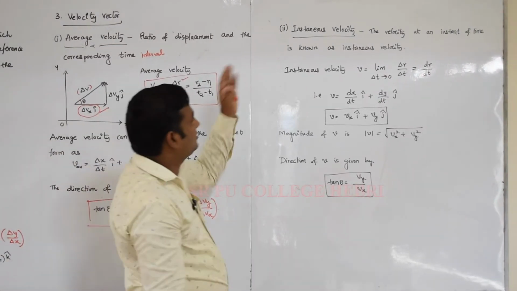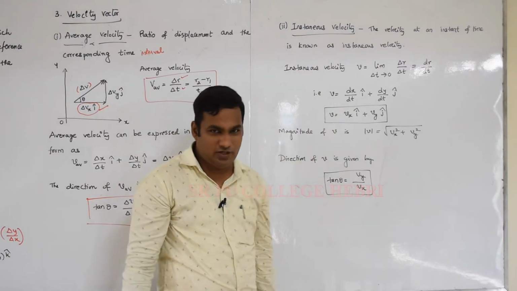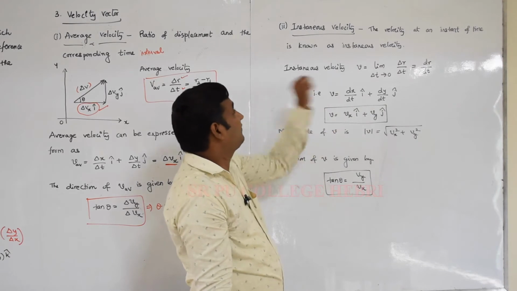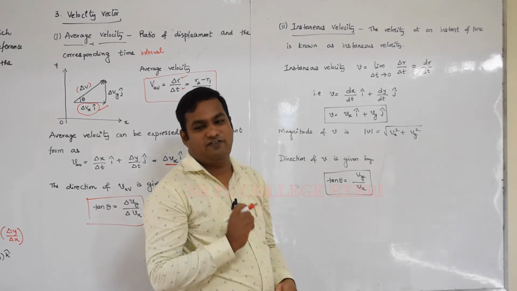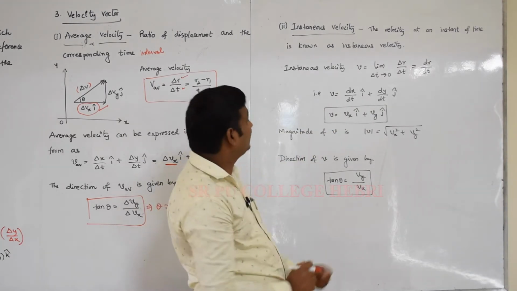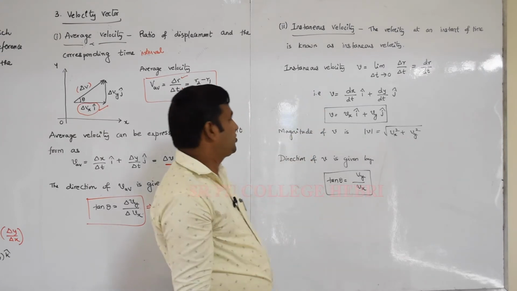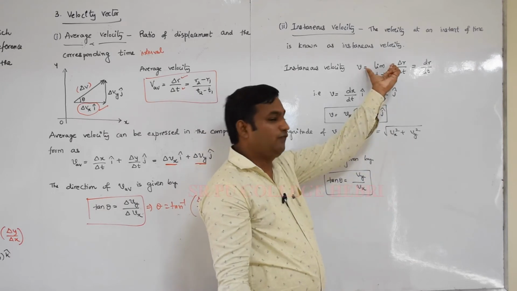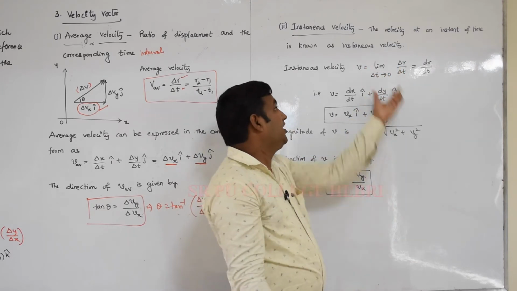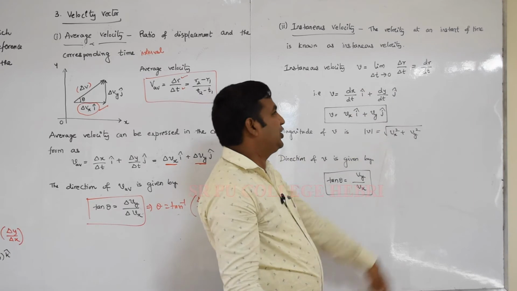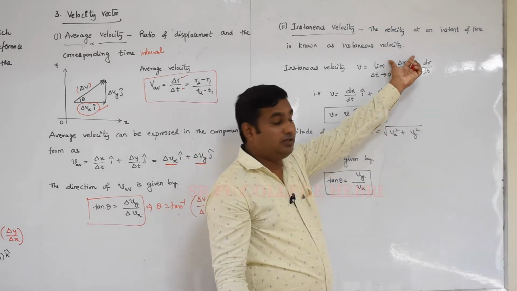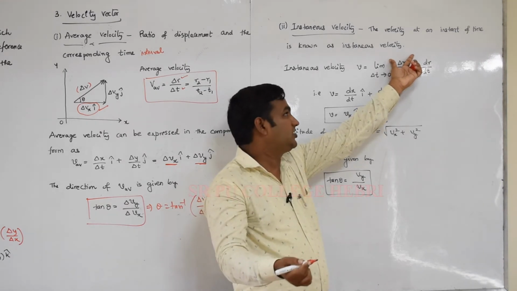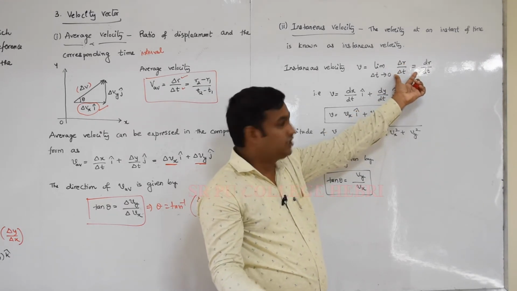The next concept is related to instantaneous velocity. Instantaneous velocity is the velocity at an instant of time. Remember, it is the velocity of a particle or body at an instant of time. It is called instantaneous velocity. Instantaneous velocity v is equal to the limit, as you learned in the motion in a straight line topic, delta t approaching 0, of delta r, which is the change in position, also called displacement, divided by delta t, the change in time.